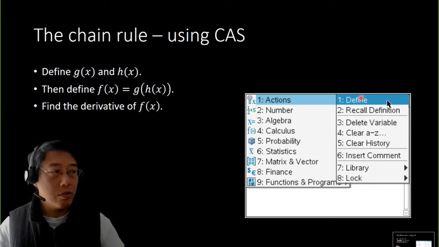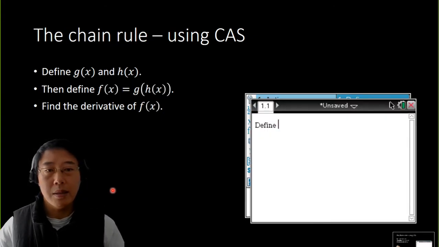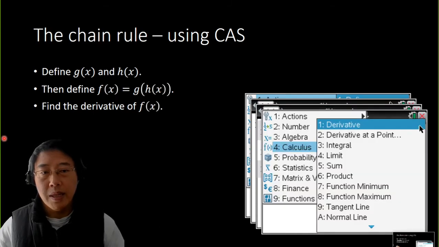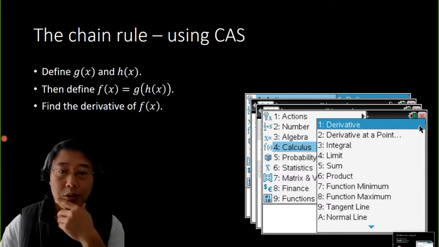Here are a few screenshots. So you define your two functions that make up your composite. You define your composite function. Then you go to find the derivative. Define is probably the same as storing. Obviously, if you have a multiple choice question and you're in a hurry, in the second exam, just use your CAS.